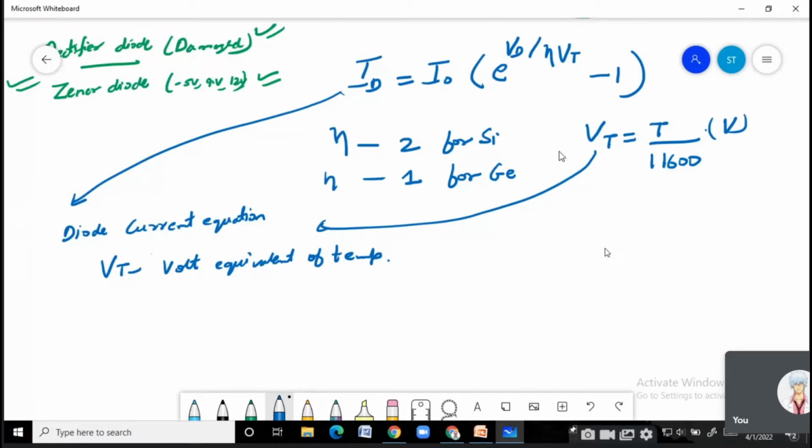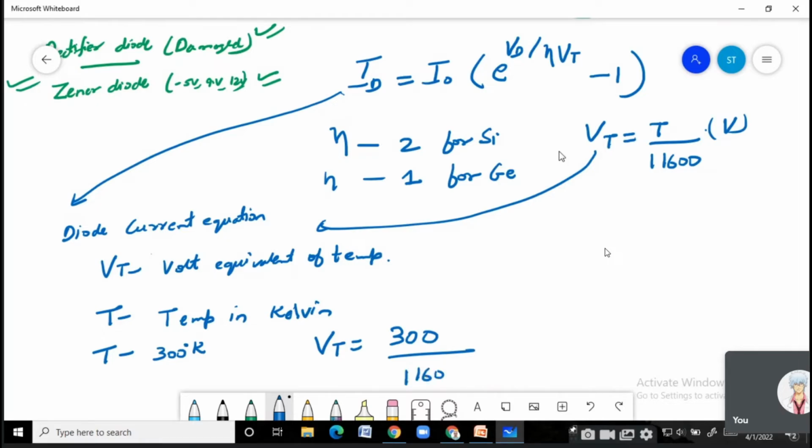Capital T here is the temperature in Kelvin. So if capital T is 300 degree Kelvin, then you can use your calculator, VT will be 300 upon 11600. How much is it?